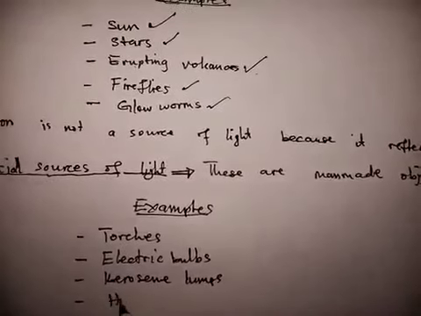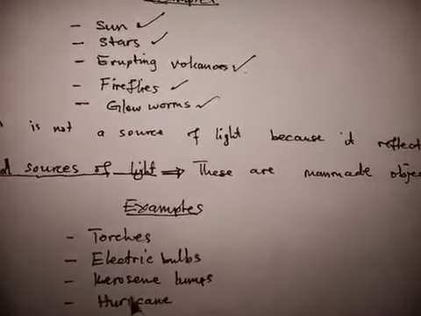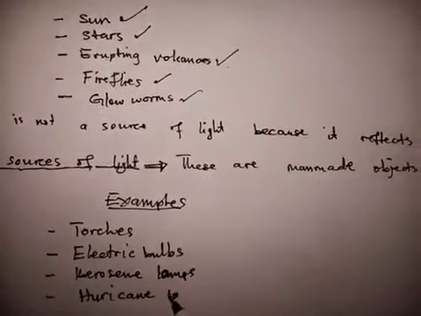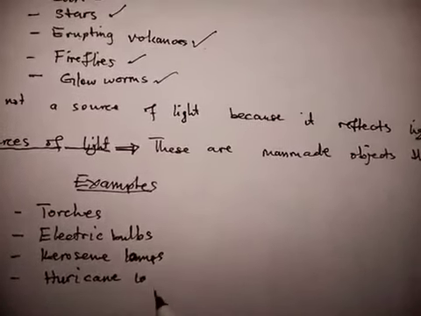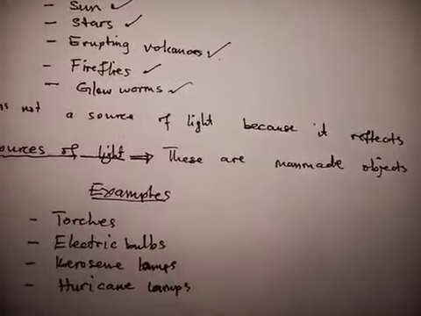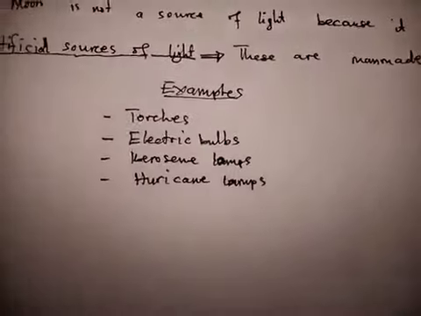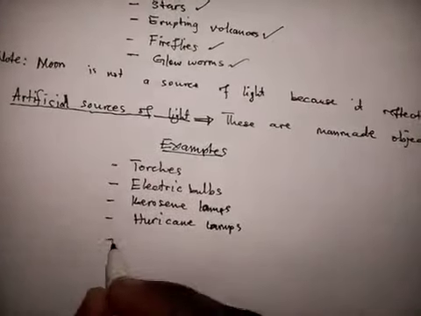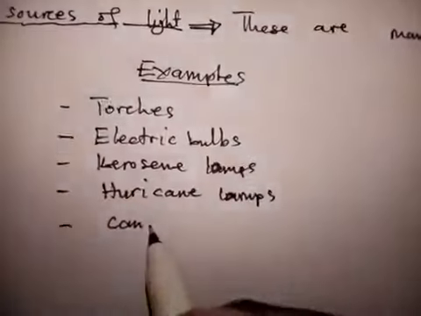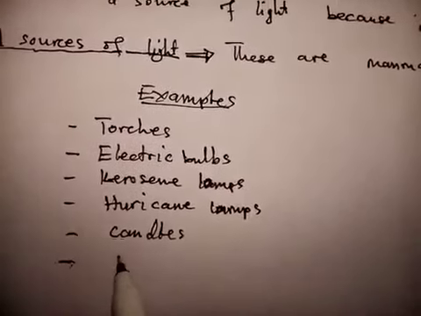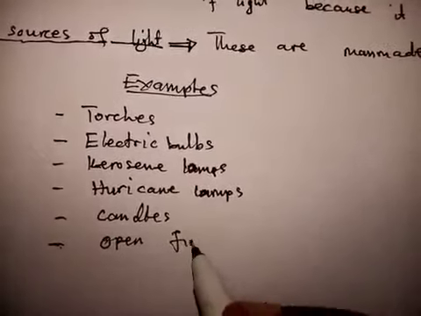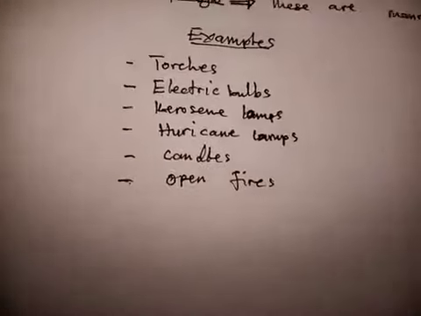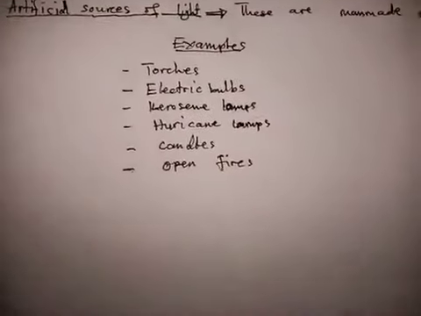we have hurricane lamps. We also have candles, open fires, etc. So all those are examples of artificial sources of light.